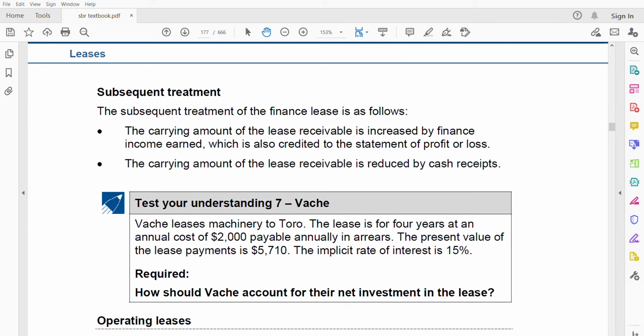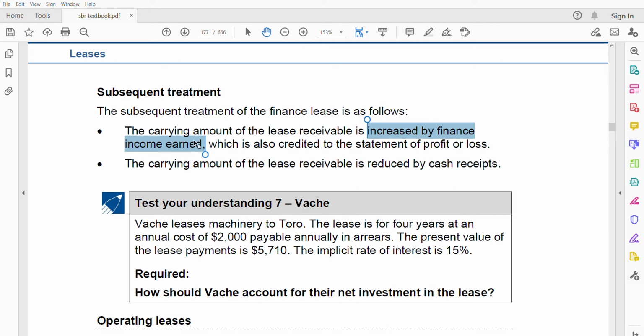Subsequent treatment. That was initial treatment. What was subsequent later on? That means usually at the reporting date. So the subsequent treatment of finance lease is as follows. The carrying amount of the lease receivable is increased by finance income earned. Same way for your lease liability, when you charge interest on that lease liability, it increases your lease liability. So for lease receivable also, when interest is charged, it increases your lease receivable. But here it is finance income earned.